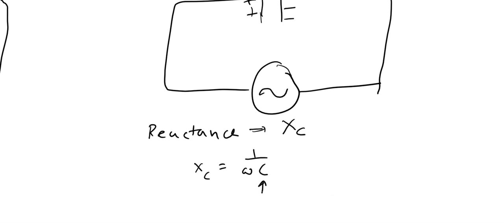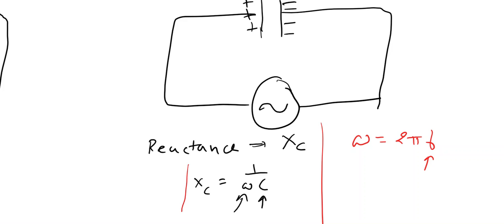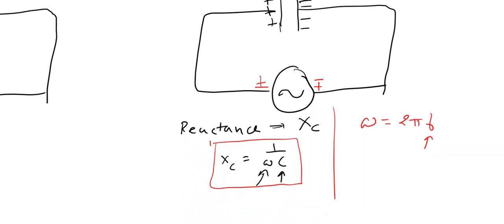How much is the value of the capacitor and how much is omega? I'm sure you remember omega. Omega is 2 pi f. So more the frequency of the alternating source generator, more is the omega, and then XC will be less. The source will sweep its polarity very fast, and then omega is increased, and then XC will be less. So this is called reactance of this capacitor.